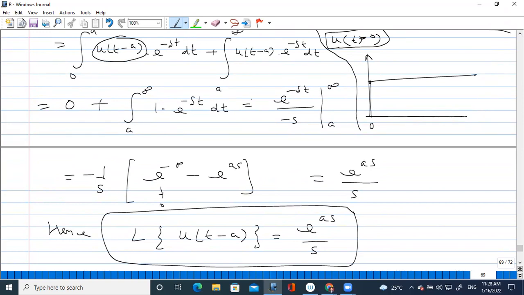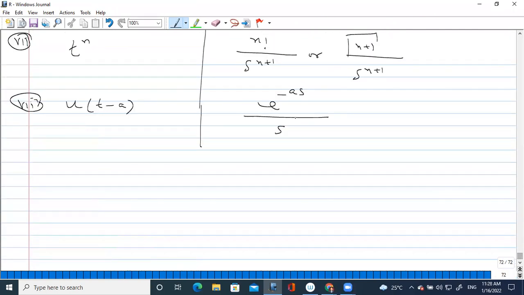Minus will come, right? Minus s, so you put a, so it will be minus s. Correct it. So this will be your complete table.